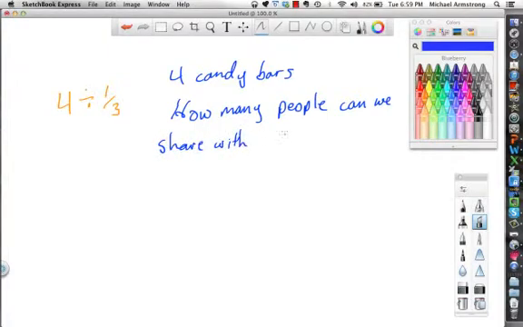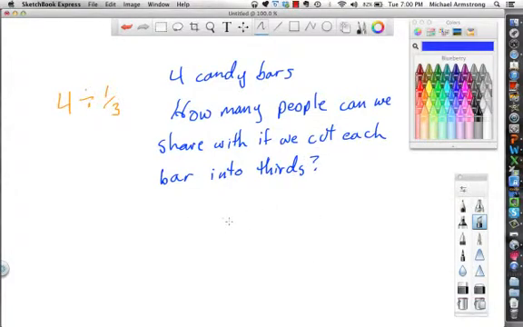Hopefully you can read my handwriting. If we cut each bar into thirds? Question mark. Okay, so that will work as a story problem. I'm sure there are better ones out there, but that's just the first one that hit me.